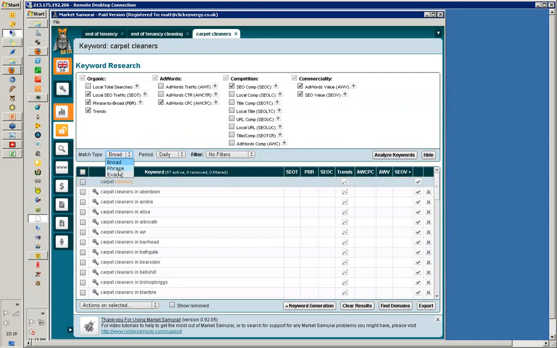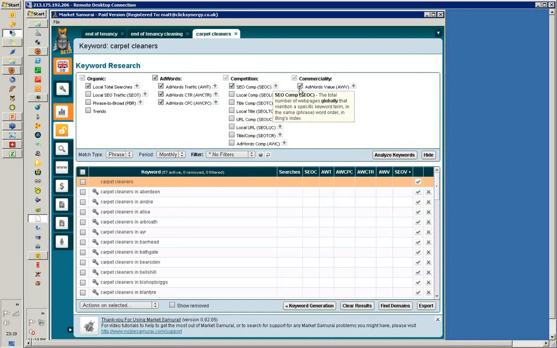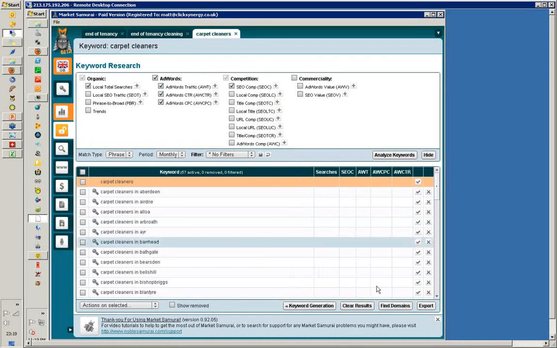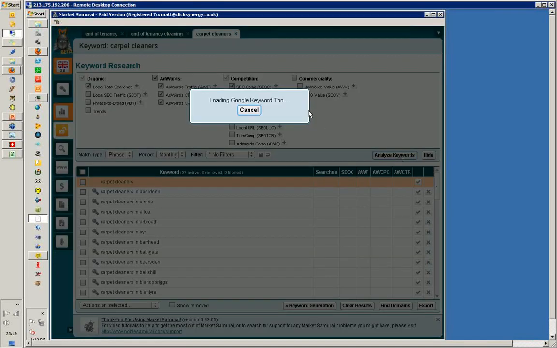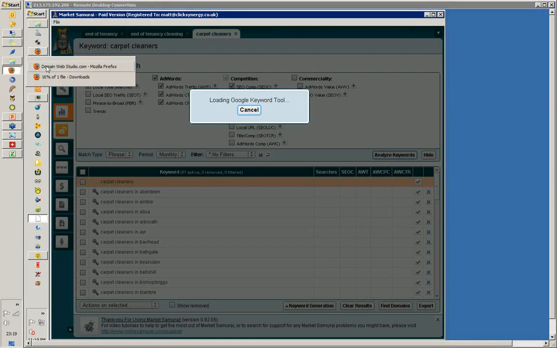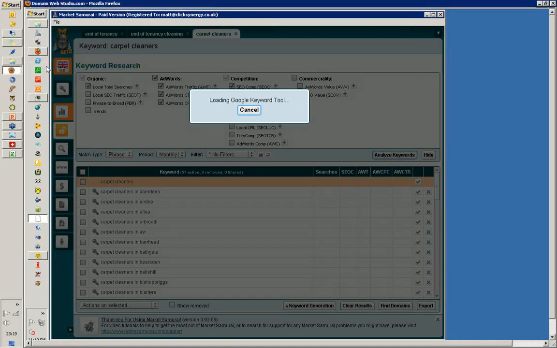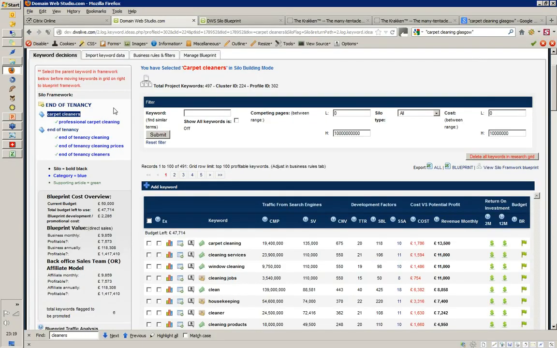What I'm doing is phrase match, monthly, and I'm only interested in the searches. I want the PPC data, and I want the competition, and I don't want that. So I'm going to click Analyze Keywords now. And while that's fetching, this is what we're basically going to do now. I'm not going to go much further than it because I want to get the site live.